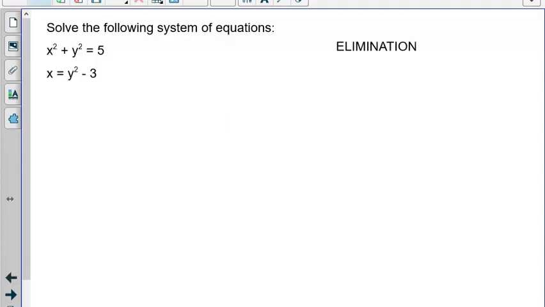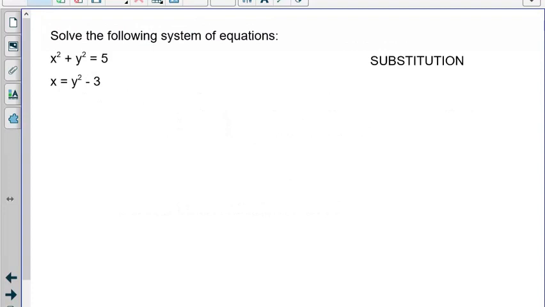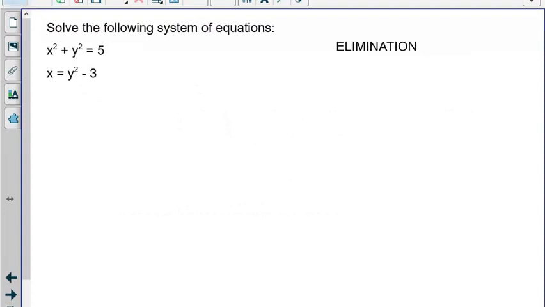First, solve the following system of equations. x squared plus y squared equals 5, x equals y squared minus 3. Now we will solve this one two different ways. First, we're going to solve it with elimination, then we're going to solve it with substitution. I just want to show you that sometimes you can use both methods, and both methods are pretty evenly distributed in terms of their value.